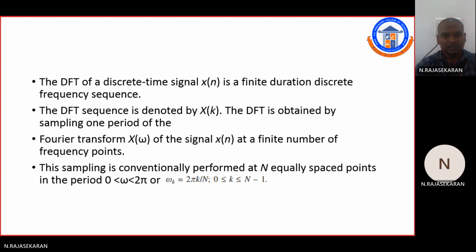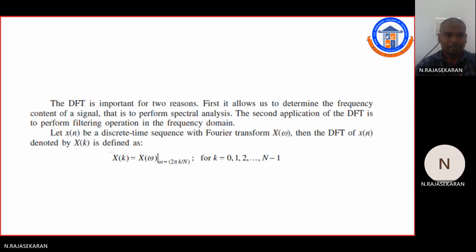The sampling is conventionally performed at N equally spaced points in the period 0 to 2 pi. This is very important: N equally spaced. Each and every sample is taken in this period only. Here the sampling period is 0 to 2 pi, so omega is nothing but the sampling frequency. This can be represented by 2 pi k divided by N, where k is 0 to N minus 1.